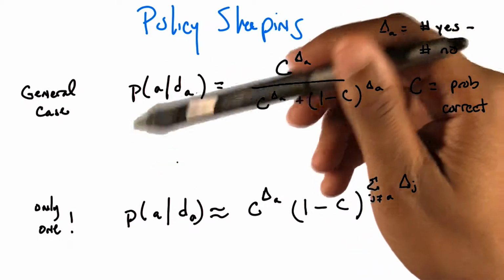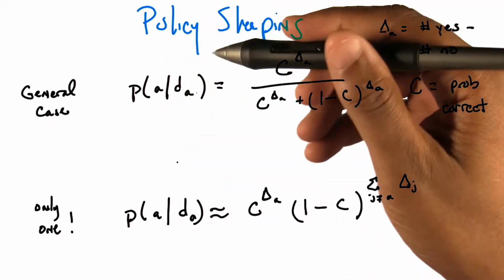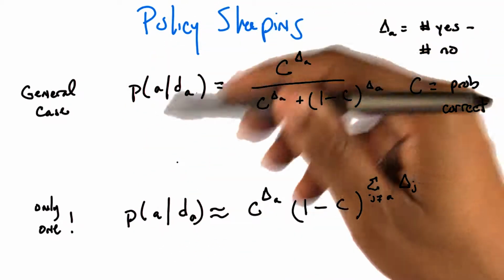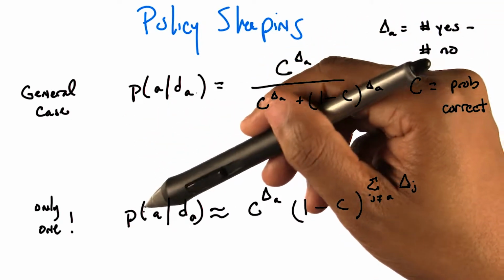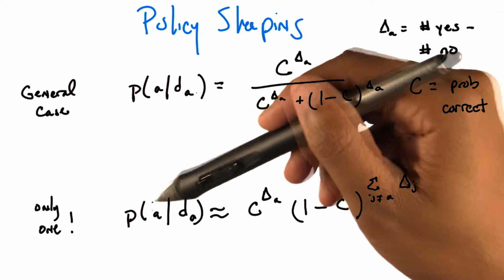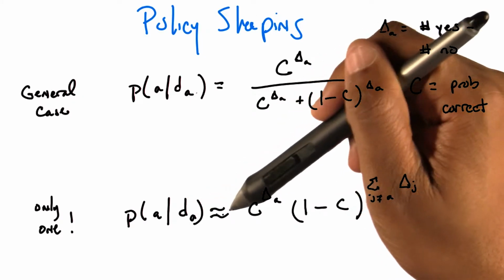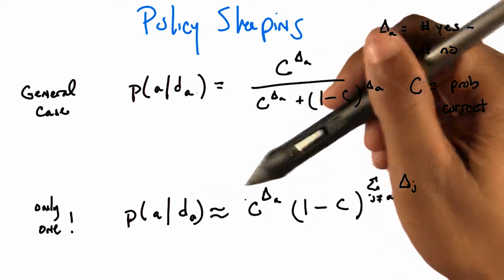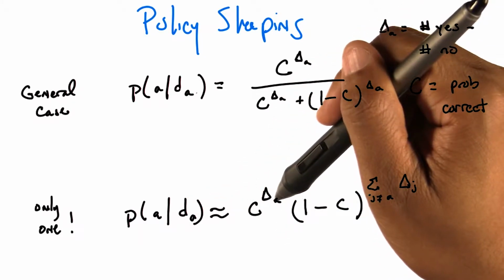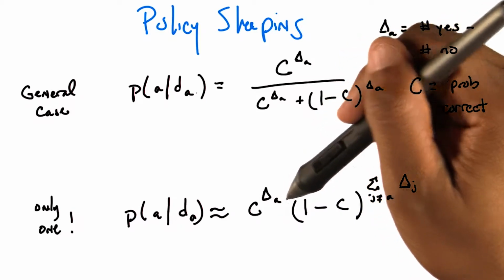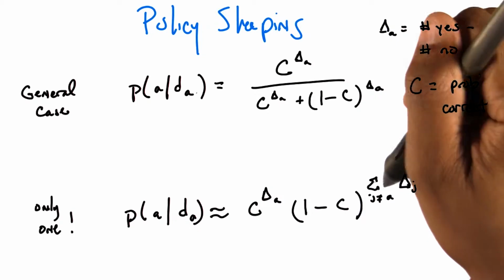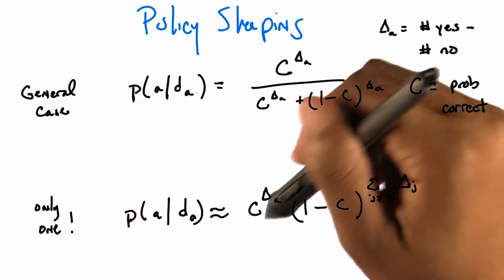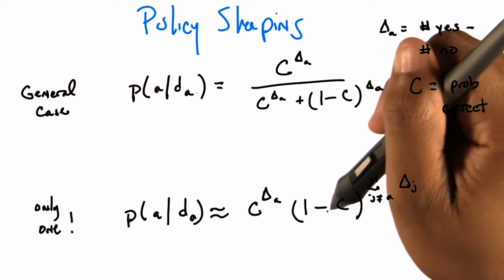And when you go through all the math, it's still a multinomial. When you go through all the math and do the derivation, and the derivation is available for the students, you end up with this quantity: the probability that a particular action A is optimal given a sequence of labels is what we've seen before. It's C raised to the delta sub A times 1 minus C raised to all the other evidence that we have from the other actions. And then there's a normalization factor, which I don't write out here.